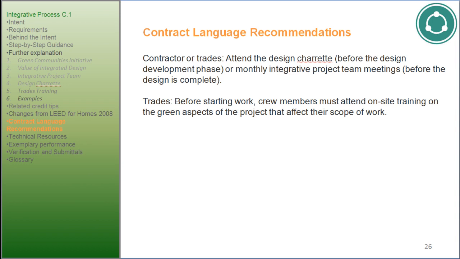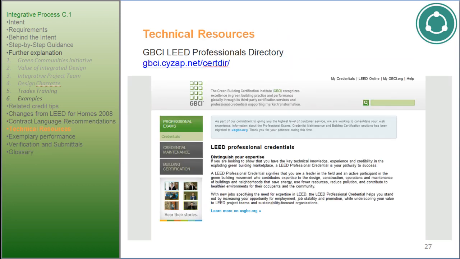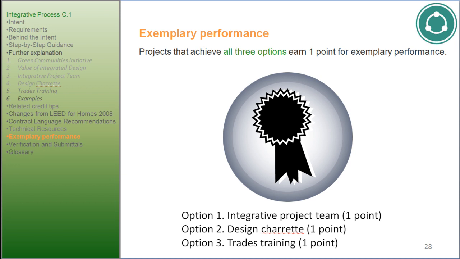Contract language recommendations. Contractor or trades attend the design charrette before the design development phase, or monthly integrative project team meetings before the design is complete. Trades: before starting work, crew members must attend on-site training on the green aspects of the project that affect their scope of work. Technical resources: visit the GBCI LEED Professionals directory at gbcizap.net/cert-dir/. Exemplary performance: projects that achieve all 3 options earn 1 point for exemplary performance. These options are Integrative Project Team, Design Charrette, and Trades Training.